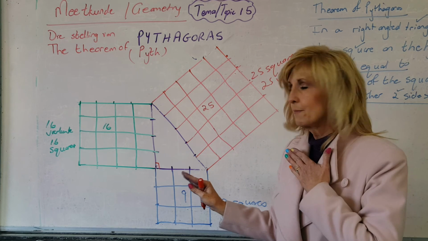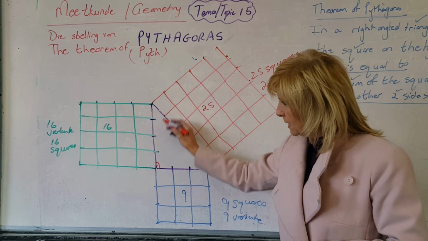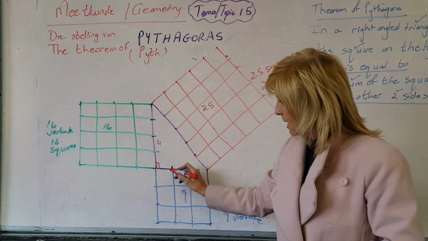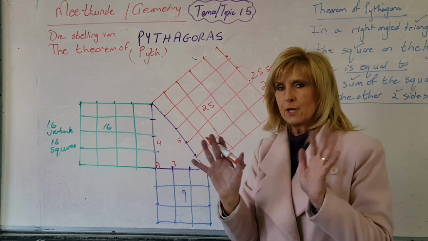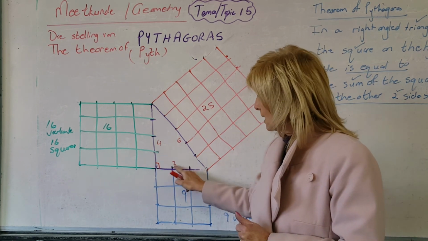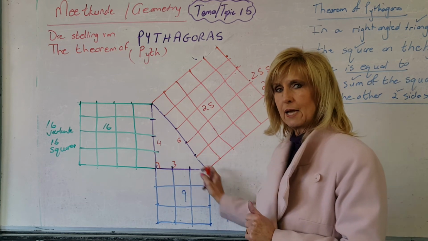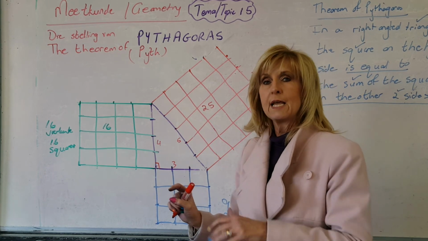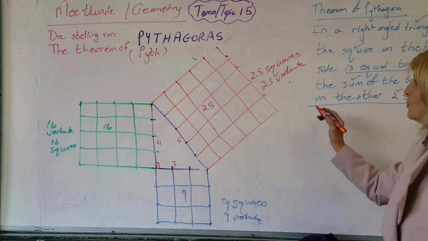Nou ek het spesifiek met Pythagoras se goue driehoek gewerk. The golden triangle is when you've got 4 centimeters and 3 centimeters. This will give you 5 centimeters, but don't worry too much about that. We'll look at that next time. Hierdie is die goue driehoek wat jy spesifiek na 4 centimeter, 3 centimeter kyk, dan sal daai 5 centimeter wees. It's a phenomenon. Hoe gaan ek die stelling van Pythagoras nou neerskryf?